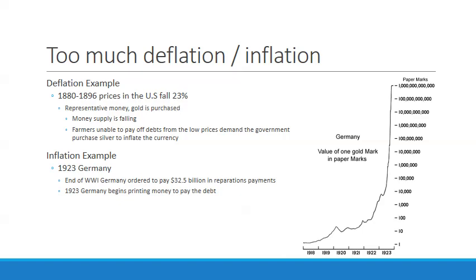So one gold mark in paper marks in 1923, you can see how the price ended up going: 10,000, 100,000. You see a million, 10 million, 100 million, and you see how that ends up going. We're talking about over $1 trillion. That's how hyperinflated Germany's currency became.